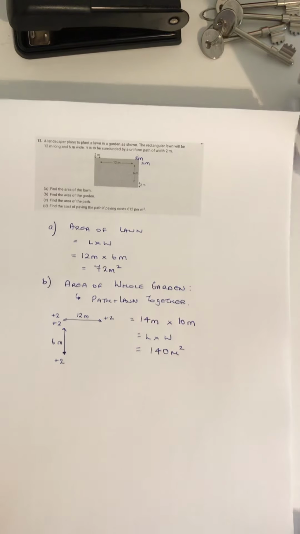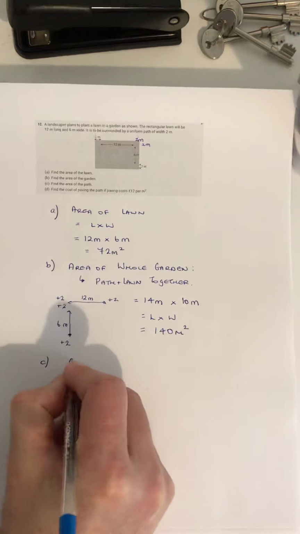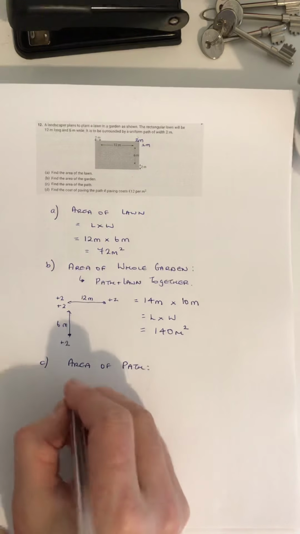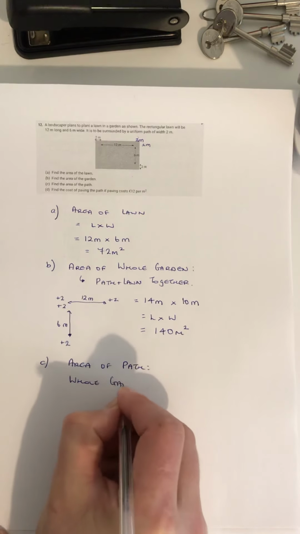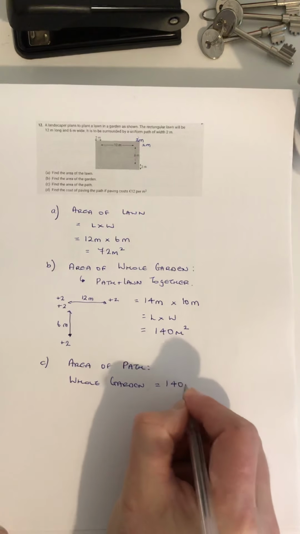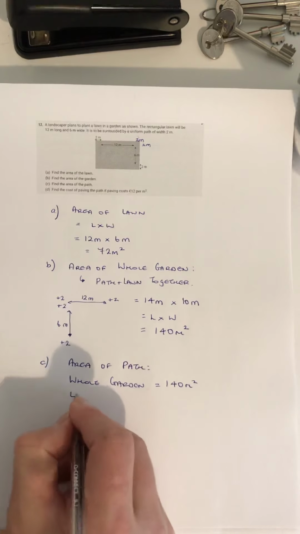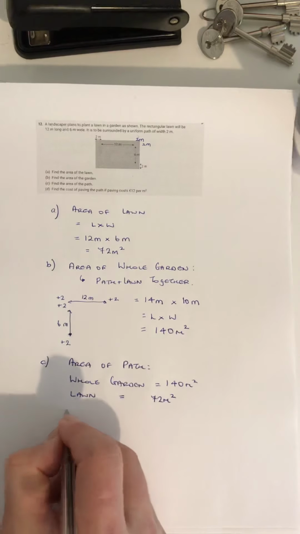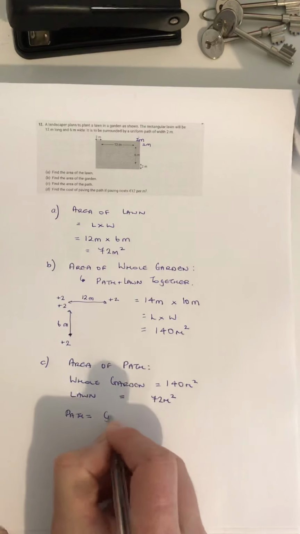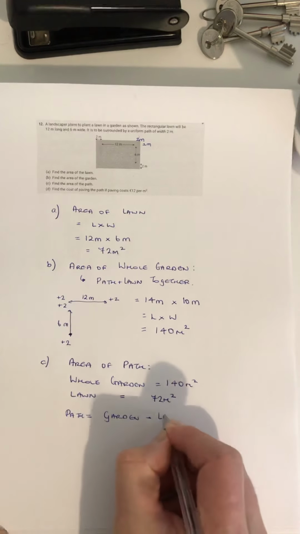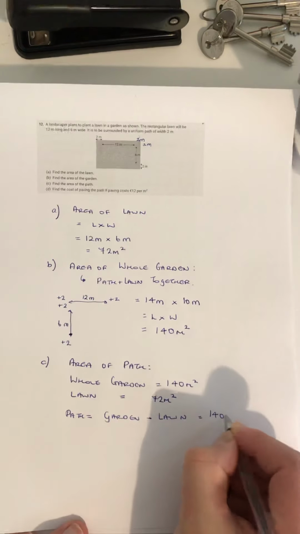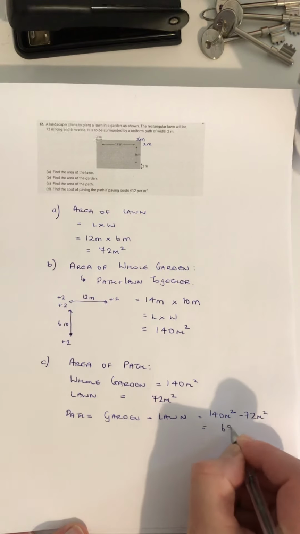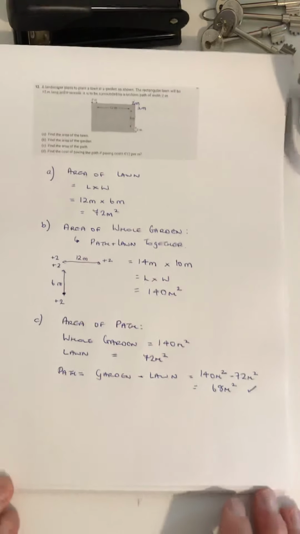Okay, now we just want to find the area of the path. So the area of the path, how are we going to find the area of the path? Well, we have the whole garden is equal to 140 meters squared. And we know the lawn is equal to 72 meters squared. So that means then that the path is going to be the garden minus the lawn. So in this case, 140 meters squared minus the 72 meters squared will give me 68 meters squared, okay, which is the area of the path.